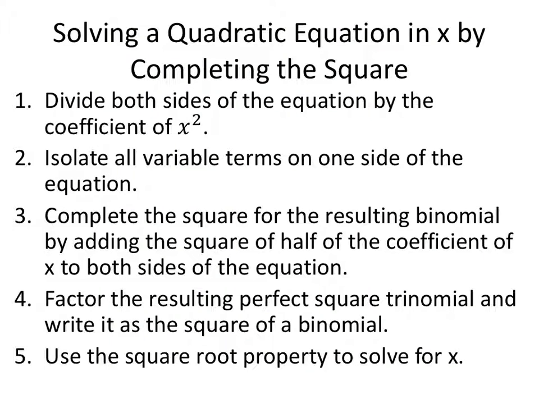Solving a quadratic equation in x by completing the square. First of all, we have to make sure that the coefficient of x squared is 1. So we would divide all the terms in the entire equation by whatever the coefficient of x squared is, assuming there's no simplification needed, meaning combining like terms.